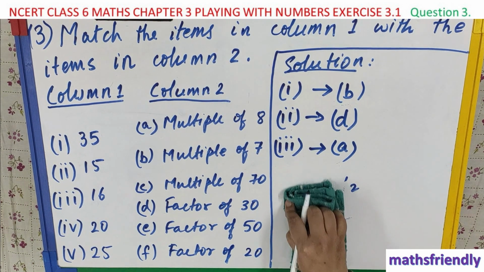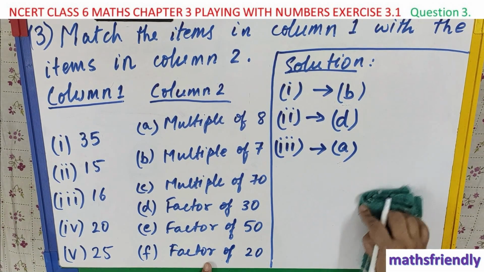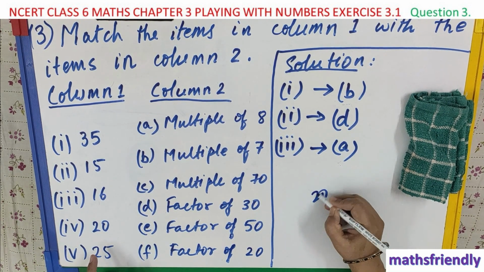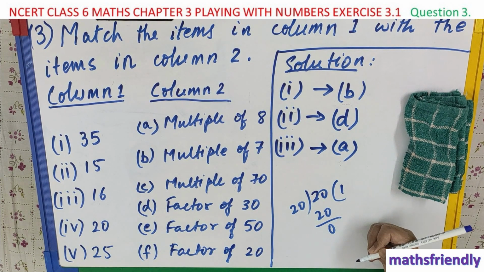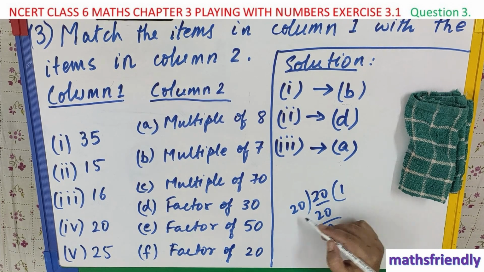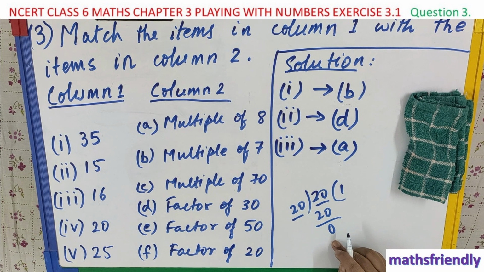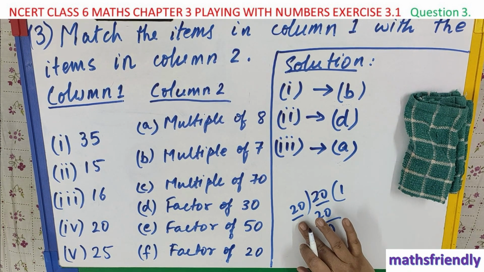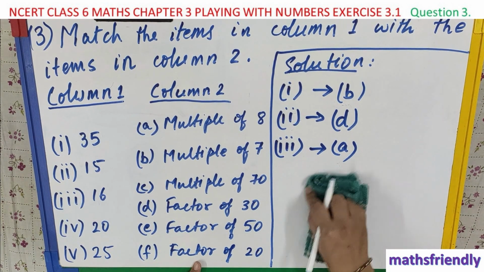Let us check whether 20 is a factor of 20 or not. 20 will be a factor of 20 if this 20 is completely divisible by 20. So yes, 20 ones are 20, the remainder is 0. It means this is completely divisible by this, because the remainder is 0. Okay, so 20 is a factor of 20, right?